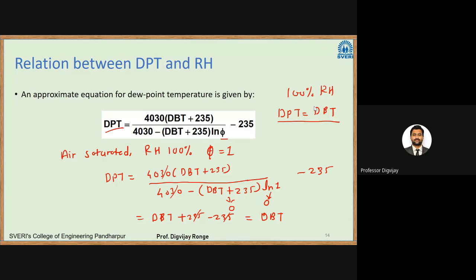water is about to condense. In that case, what happens? Your dew point temperature is equal to dry bulb temperature. Okay, so this is the relation between dew point temperature and relative humidity. So you can write it down. It says, where phi is the relative humidity in fraction and dBT and dPT are in degrees Celsius.